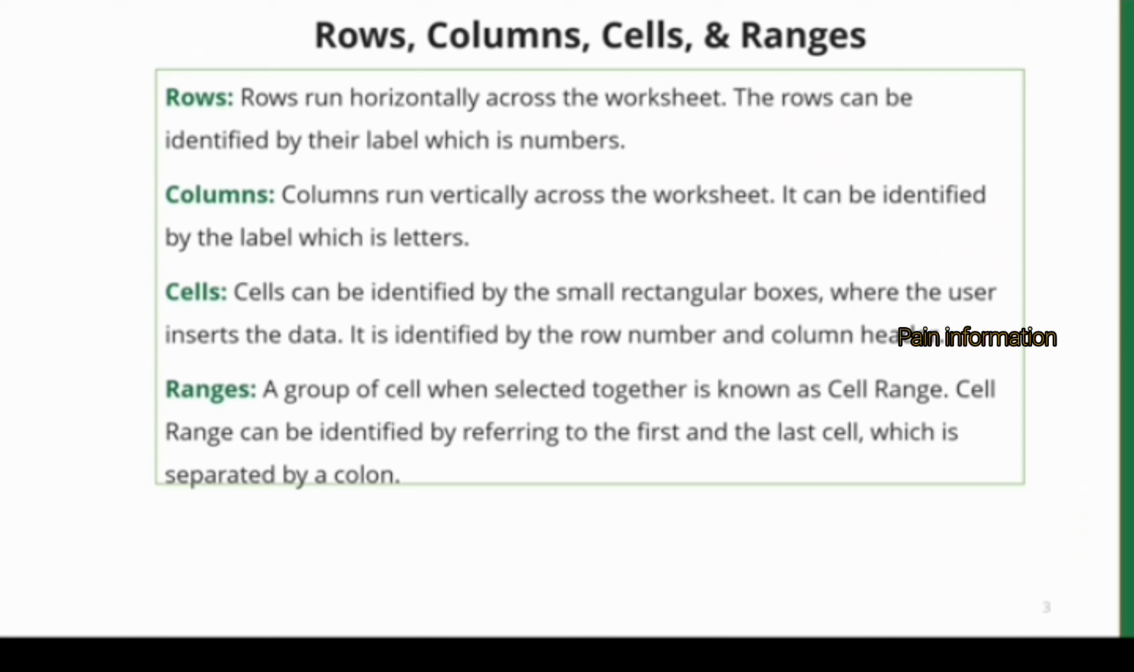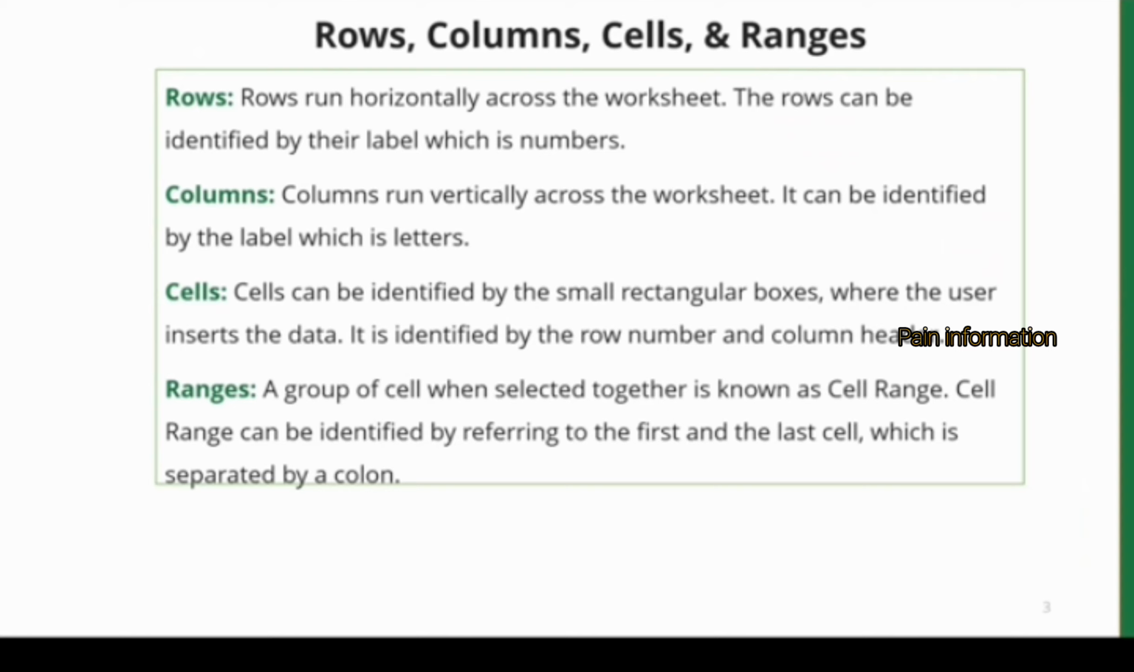And what are columns? Columns run vertically across the worksheet, and they are mainly labeled by letters. Now, the version of Microsoft Excel I'm using is 2021. If you are using a previous version, you will find them with letters, whereas in my Microsoft Excel version, they are labeled with numbers. So be it numbers or letters, all the columns run vertically and the rows run horizontally.